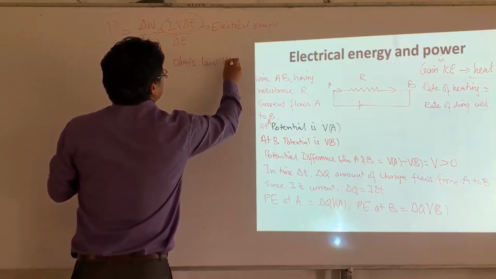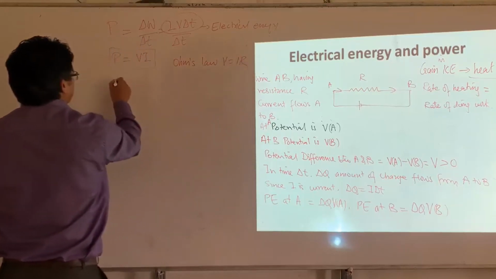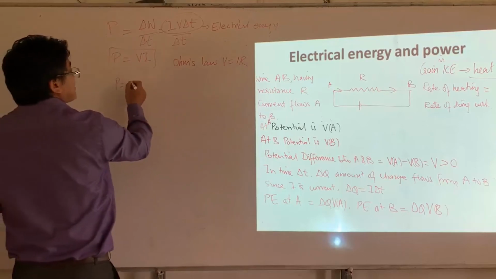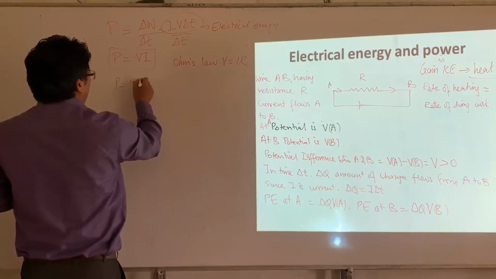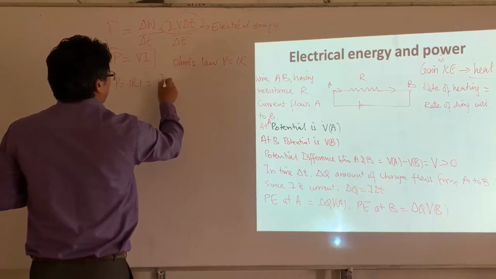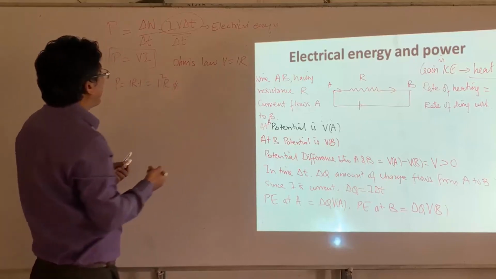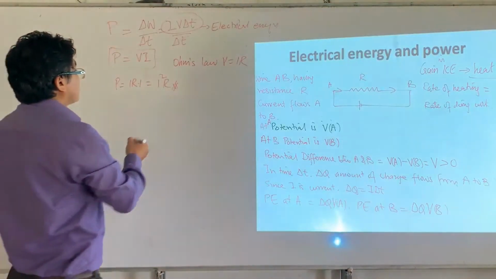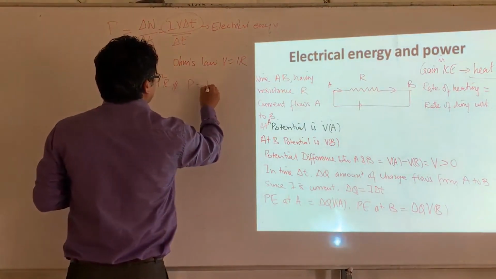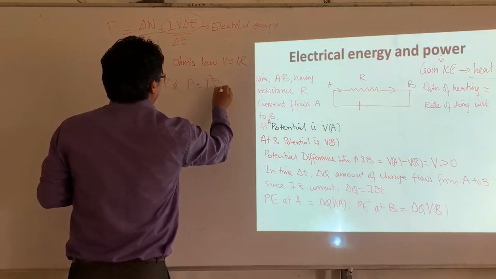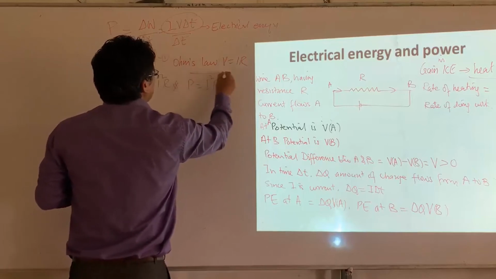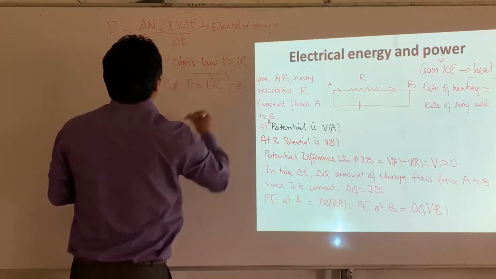Ohm's law says that V is equal to IR. So power, P equals VI, becomes I square R. This is another form of power. So again I say P is equal to I square R. This is equation 1. This is equation 2.